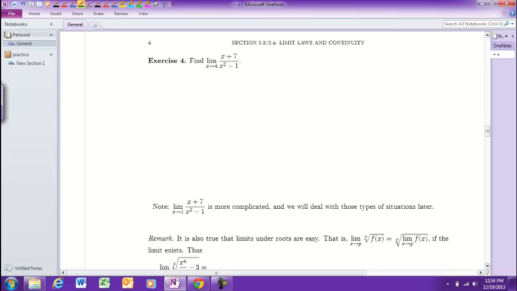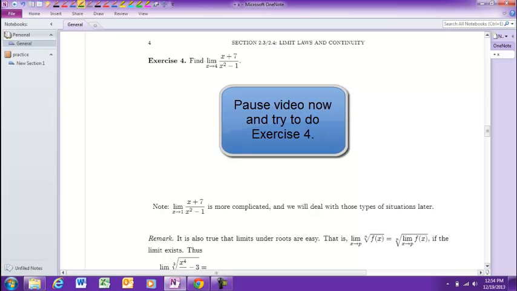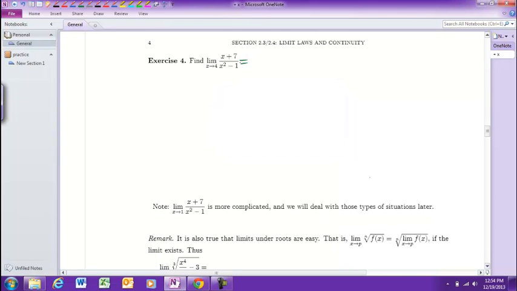So go ahead and use that exact same reasoning to see if you can figure out, without graphing or anything, what the value is for exercise 4. Calculate that limit for exercise 4. Go ahead and pause the video now and try to work on that on your own.